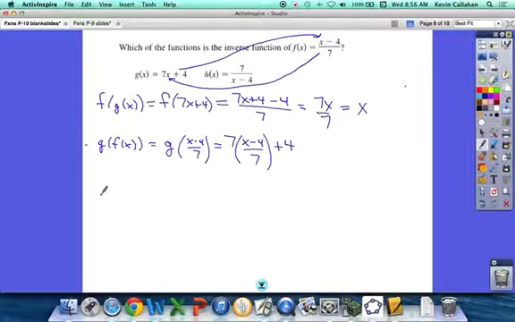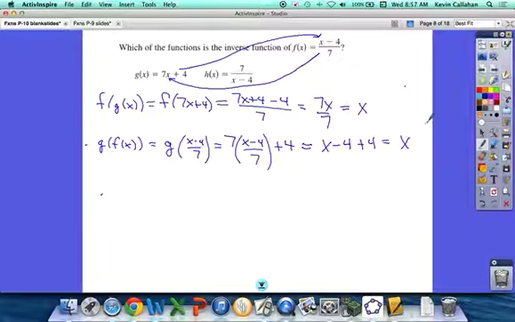Right, simplify. What's the first simplification here? The 7's cancel, right? The 7, which is multiplying here, and the denominator of 7, they cancel. So now we've got x minus 4 plus 4. And now we cancel the 4's, and we get x. Okay, so is g of x the inverse of f of x? Yeah, we just showed that it is.